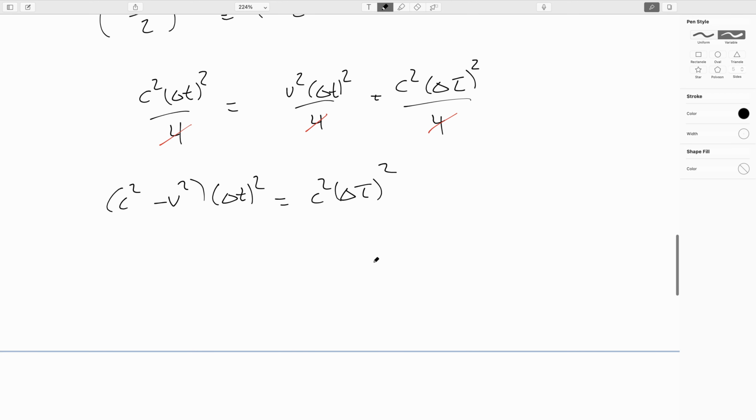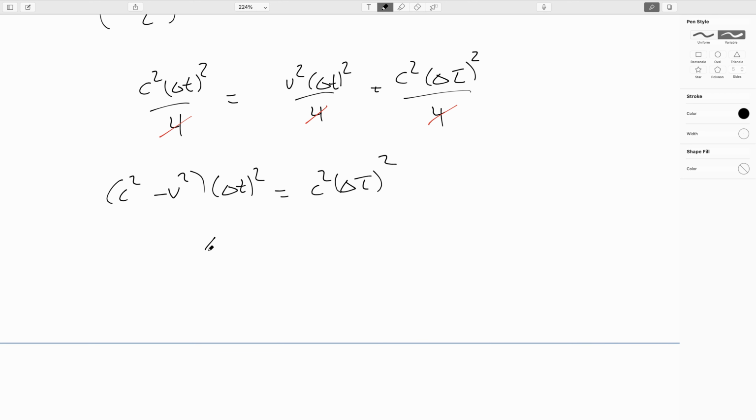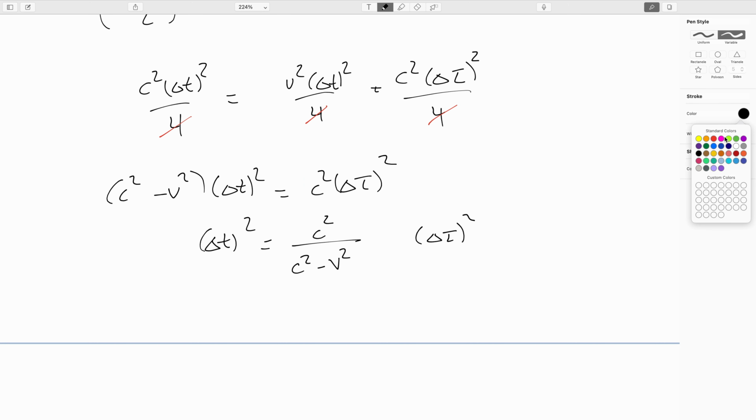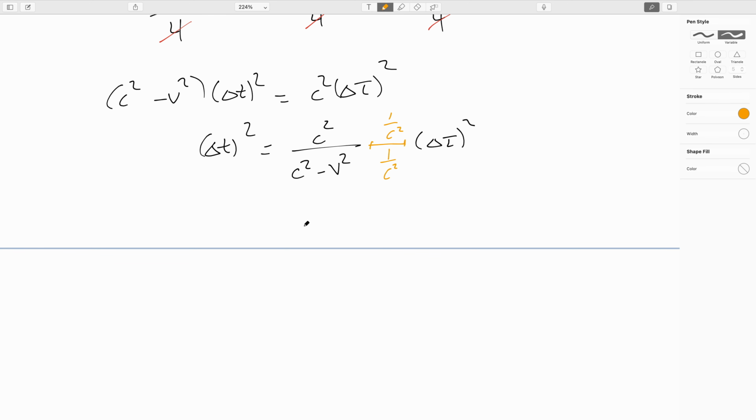So then I can rearrange this some more to get delta t squared is c squared over c squared minus v squared, delta tau squared. Now to get this into a more standard form, because in relativity it makes sense to measure all of our speeds with respect to the speed of light, I'm going to multiply numerator and denominator by 1 over c squared, like that.